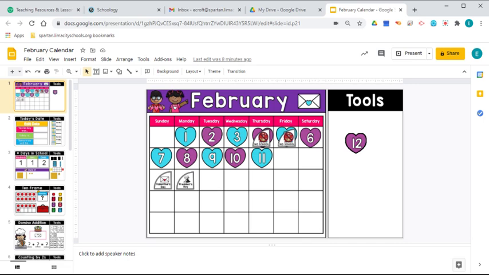Time to wrap up another school week. Yesterday was the 11th, so today is the 12th. It is February the 12th, and the year is 2021. Let's go ahead and look to see what the day of the week is today.